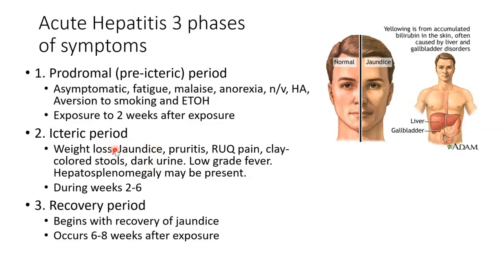So it's important to understand these symptoms go together: the jaundice, the clay-colored stools, dark urine, low-grade fever. Hepatosplenomegaly may be present. Remember, we shouldn't be palpating a liver. If you can palpate a liver that extends beyond the rib cage, that's hepatomegaly, which could progress and cause some swelling in the spleen as well. So this is during weeks 2 to 6, and then there's a recovery period for somebody who has acute hepatitis. They begin with recovery of jaundice, which occurs 6 to 8 weeks after exposure, basically. In general, these are general terms.